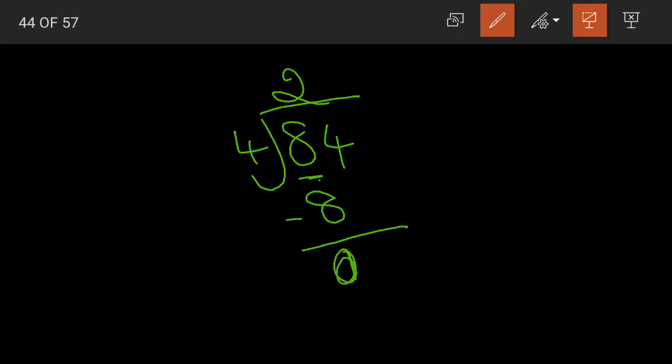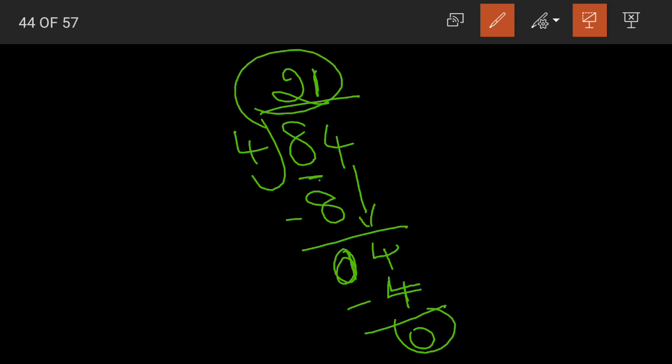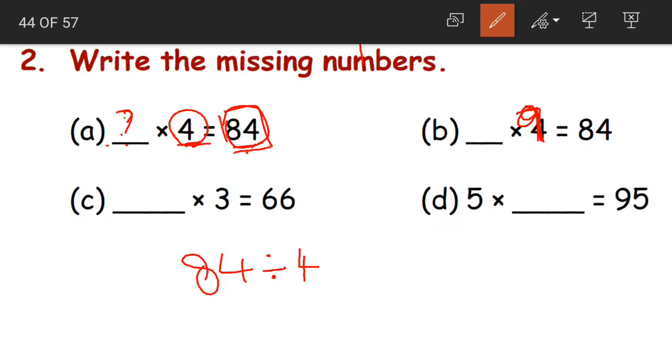I was about to make a mistake, so be careful while dividing and subtracting. Now bringing the other digit down, that is 4. We know that 4 ones are 4. So 1 in the quotient, 4 below here. When we subtract, 0 becomes our remainder. So what is the number here? 21. 21 is the number here.